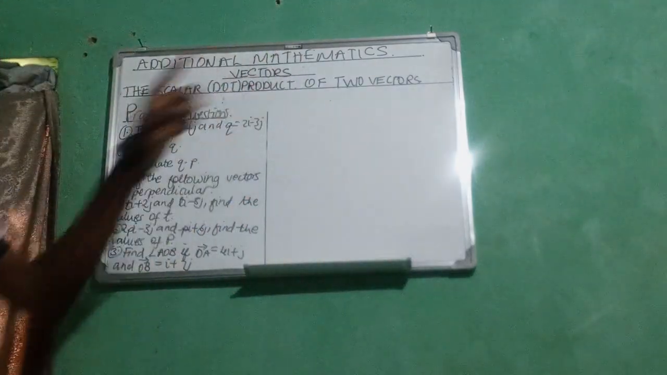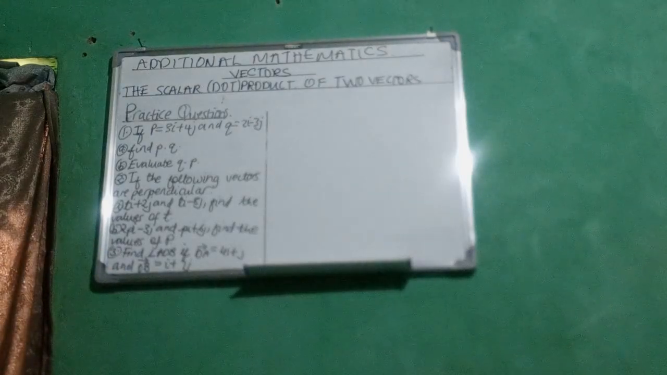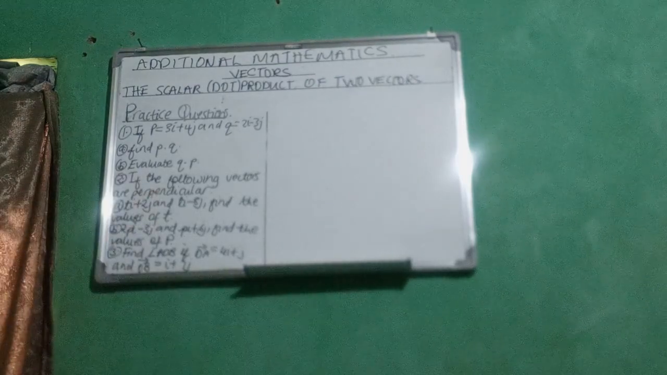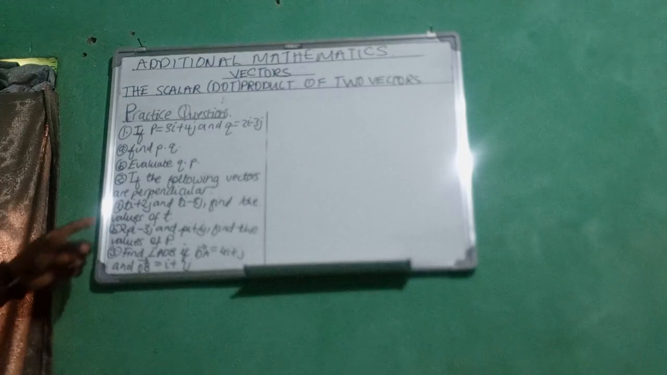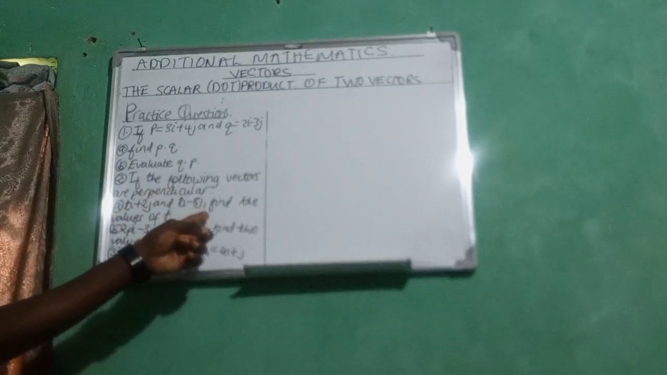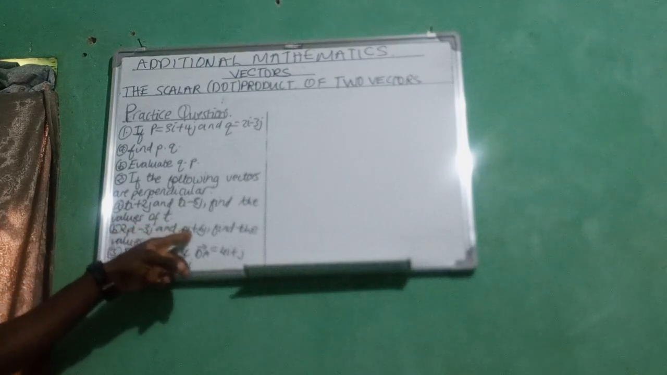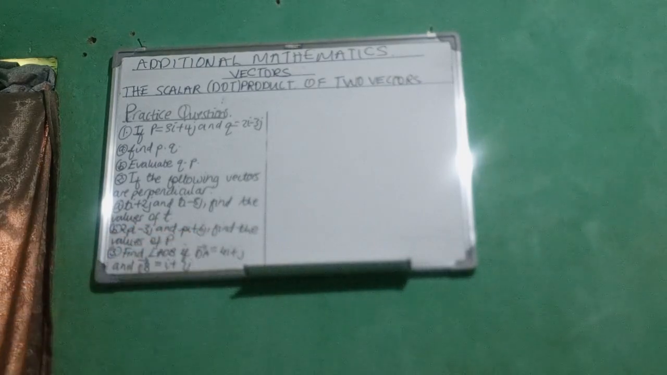So here we have additional mathematics vectors, the scalar or dot product of two vectors. In the previous video we answered question 1. In this video we're answering question number 2. It reads, if the following vectors are perpendicular, then find the values. A: ti plus 2j and ti minus 8j, we need to find the values of t. And question B: 2pi minus 3j and pi plus 6j, we need to find the values of p. So let us start with question 2.